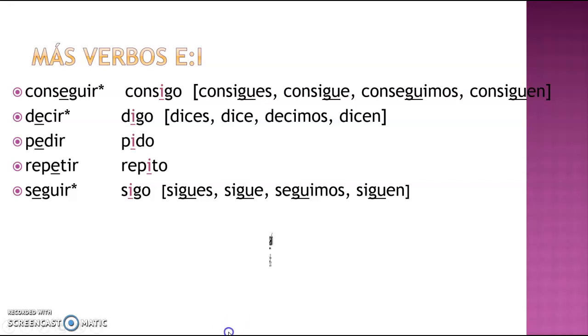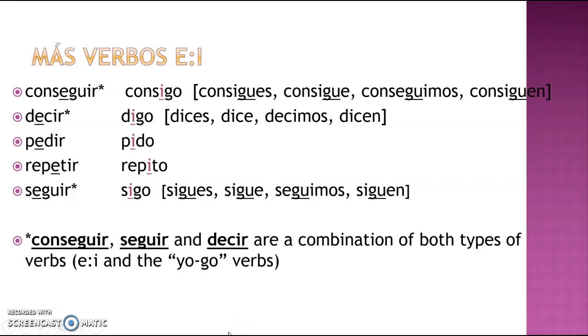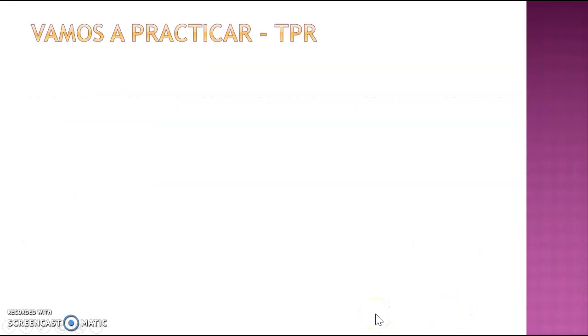Okay. Now, notice that the verbs conseguir, seguir, and decir, they're a combination of the two types of verbs we just talked about. They have a yo go form, so consigo, digo, sigo. And they also have the E to I stem changer. So consigues, consigue, sigue, dices, dice, decimos. So this is going to require a whole bunch of practice for you guys. So I'm assigning stuff on Panorama, but I want you to really practice these in the different forms, especially the yo form, which is what I'm going to have you do now.